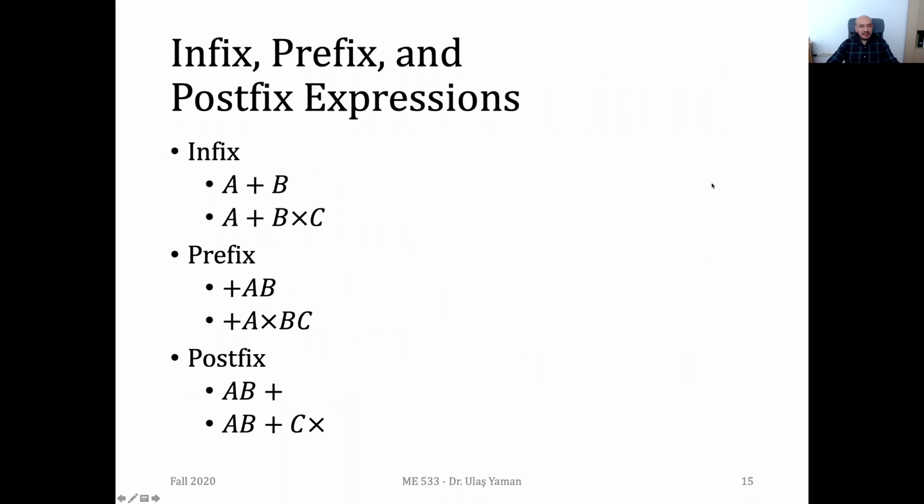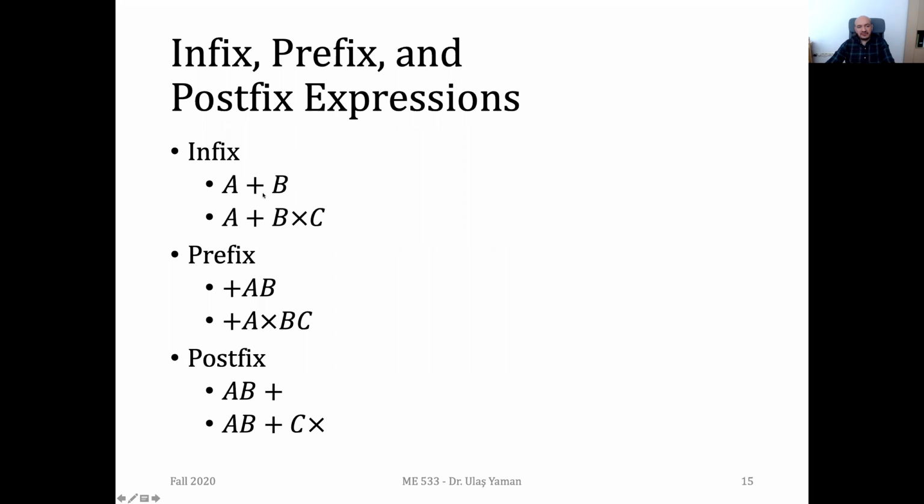So now let's have a look at another area where we can use stack data structures. This is about infix, prefix, and postfix expressions. In conventional mathematics, we use infix operations. If you have two operands and you want to sum them together, then you first write one of the operands, then the operator, and then lastly the second operand.